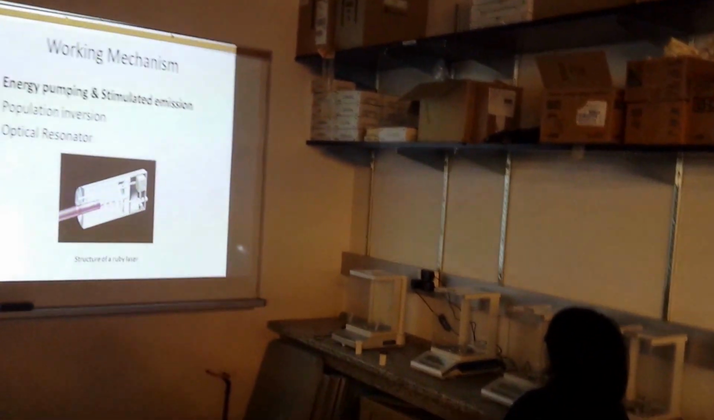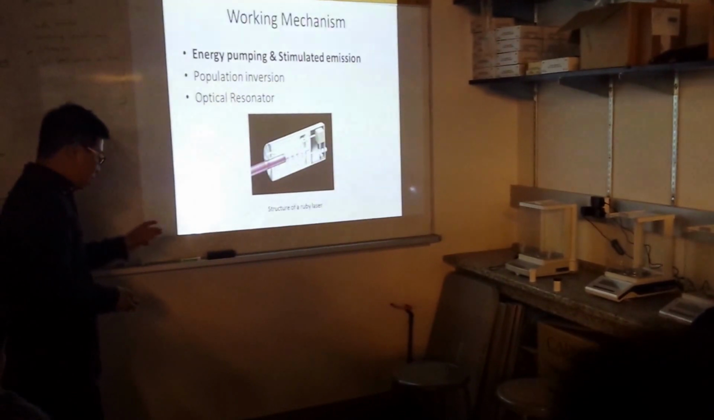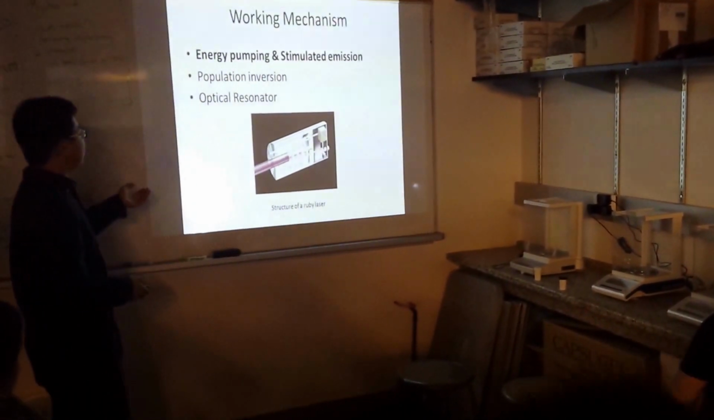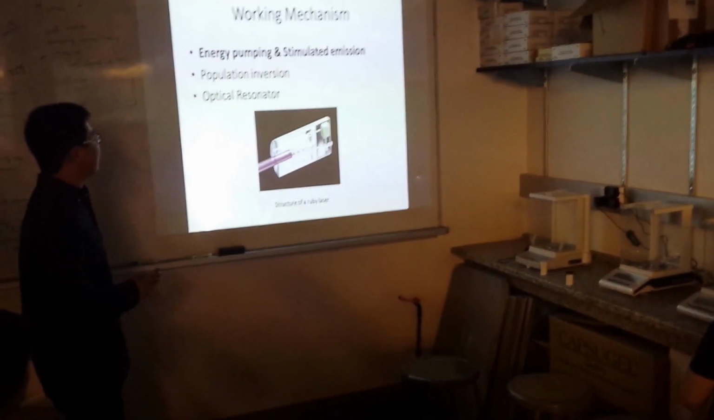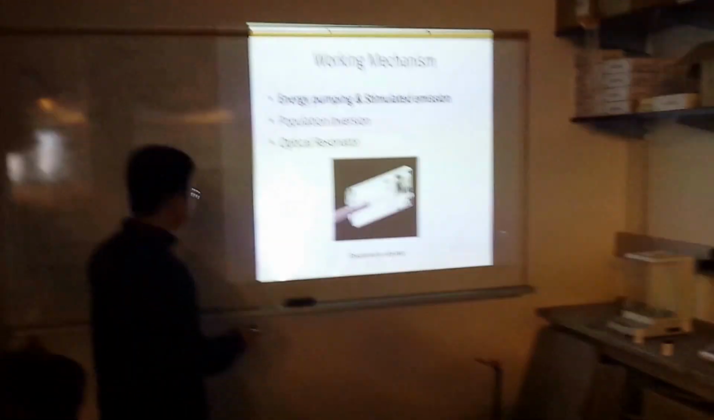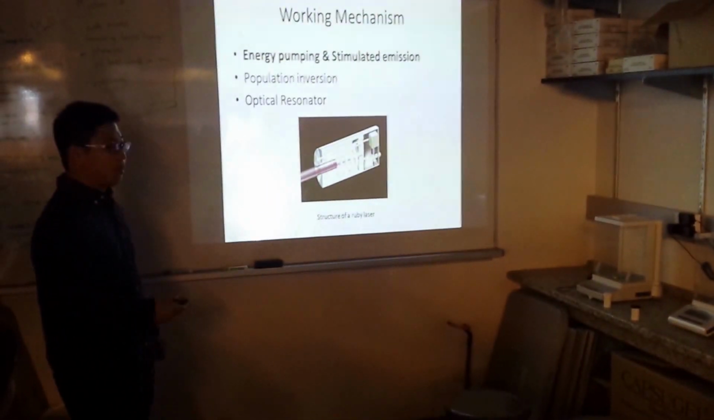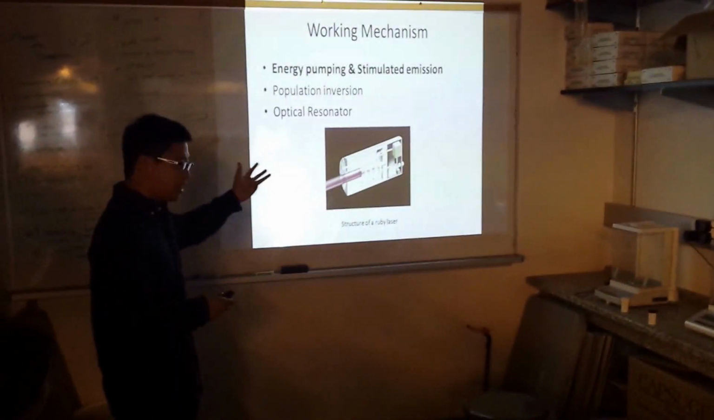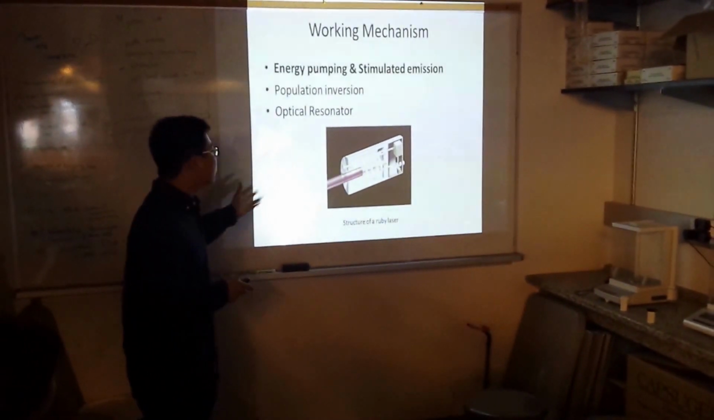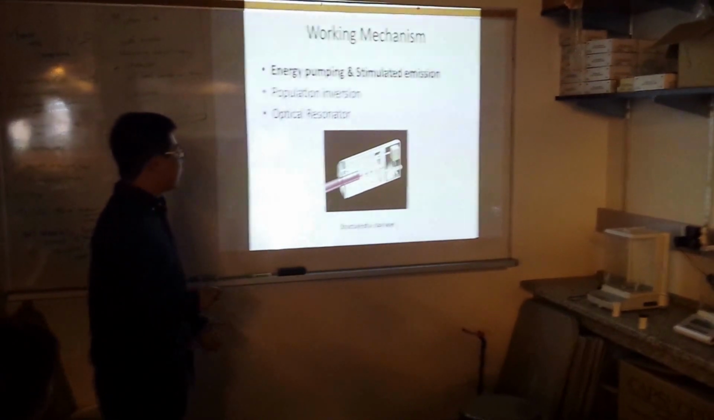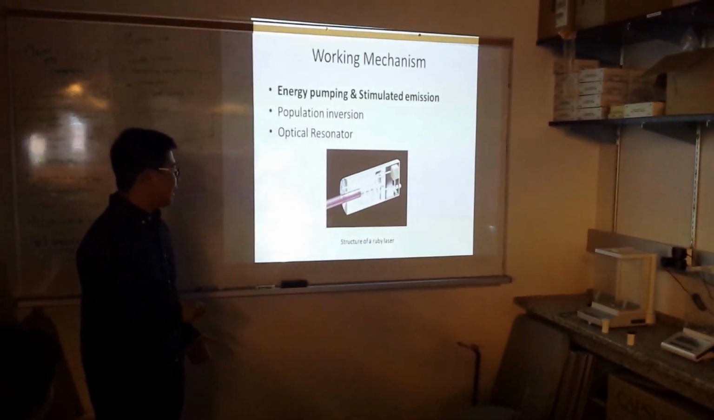So, how does laser work? Laser works based on three main factors. First of all, energy pumping and stimulated emission. Second of all, the population inversion. And third of all, the optical resonator is also a very essential component. And we're going to use the ruby laser as a prototype to talk about all these mechanisms here.